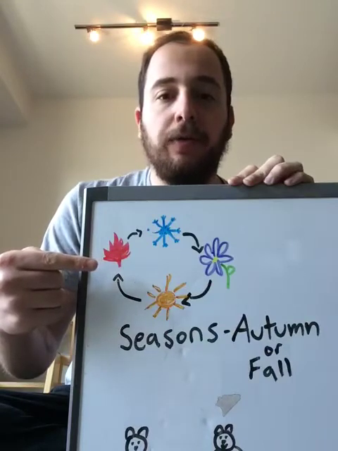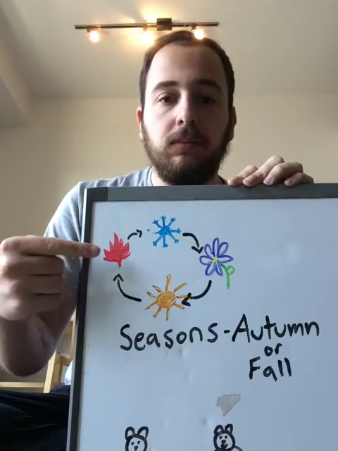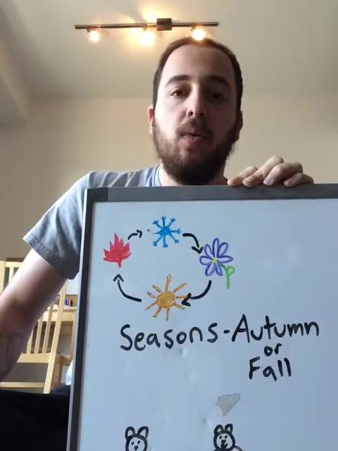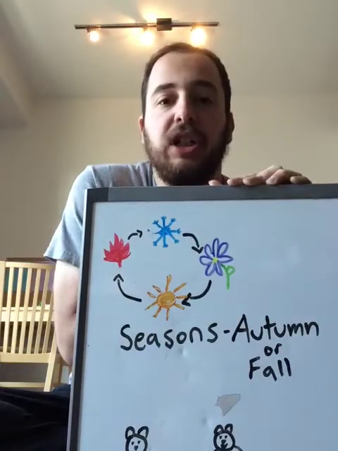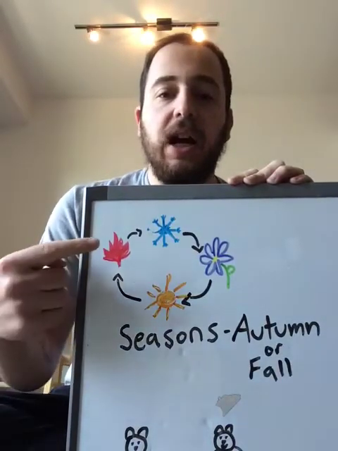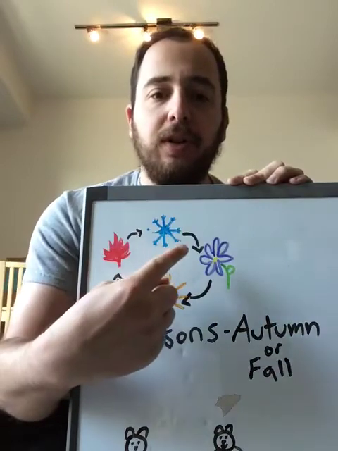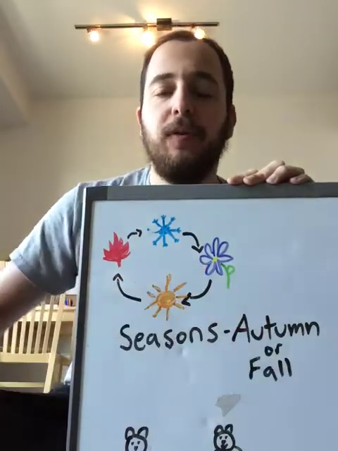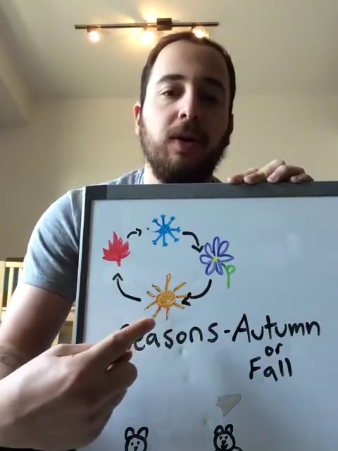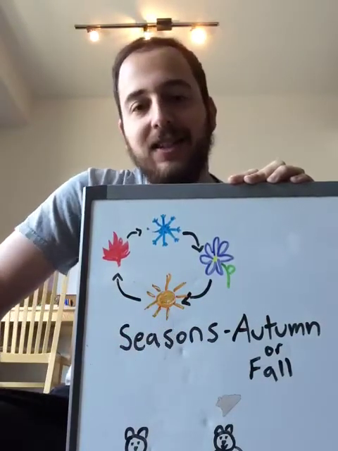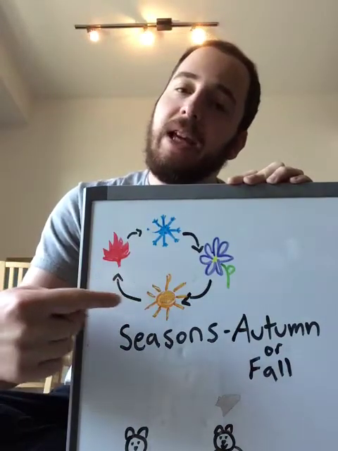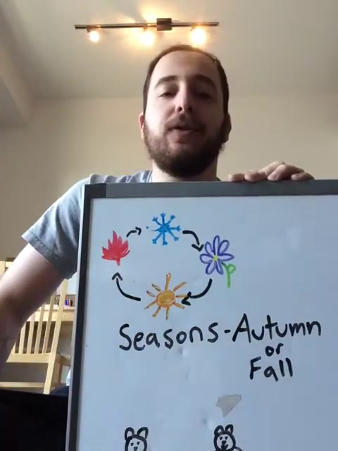But after the fall, it turns to the winter. Winter is a time where it's very chilly and there's snow falling and there's not so much sunshine. After winter, we go to spring with beautiful flowers and new life, and spring turns to summer, the hottest season with lots of beautiful sunshine, which then when we get a little bit colder, we go back into fall.